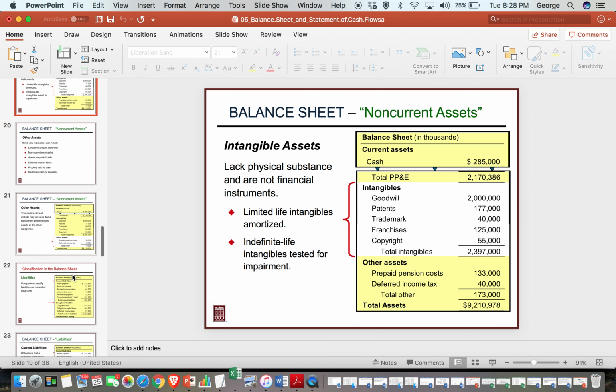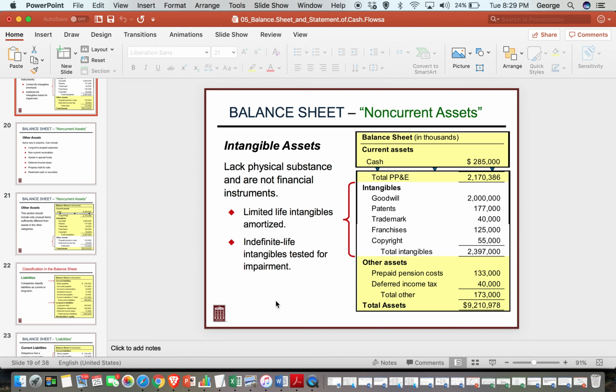All right, slide 19. Intangible assets normally lack a physical substance or are not considered financial instruments. Limited life intangibles are amortized, and indefinite life intangibles are tested for impairment. Things like goodwill, patents, trademarks, franchises, and copyrights would be considered intangible assets. And goodwill has limited life. We would amortize it the same as patents, trademarks, franchises, and copyrights.